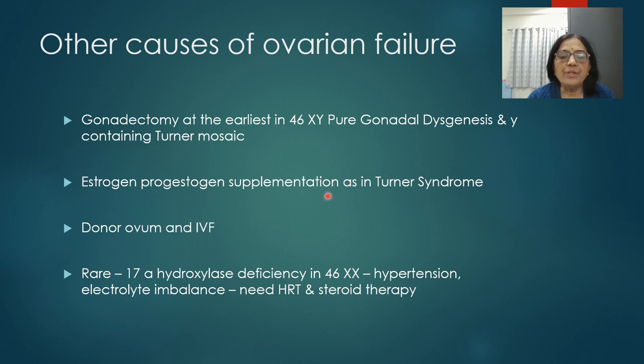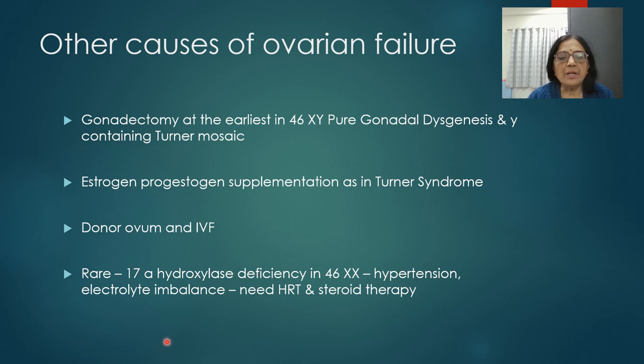Estrogen progesterone supplementation is to be given, as we have seen in Turner, that we start with the low dose estrogen, increase the dose, and whenever a girl starts menstruating, or after 1 to 2 years of estrogen therapy, we add progesterone, and it is given cyclically. Now, in these Turner mosaic as well as gonadal dysgenesis, usually height is normal, and that is why there is no need to give growth hormone. Donor ovum and in vitro fertilization is usually recommended for a successful pregnancy in these patients.